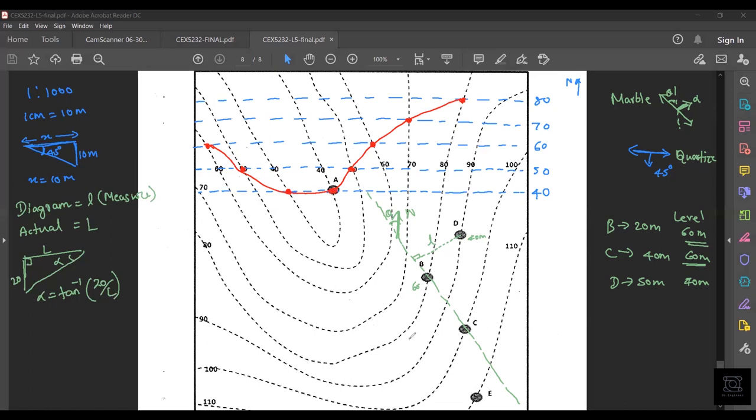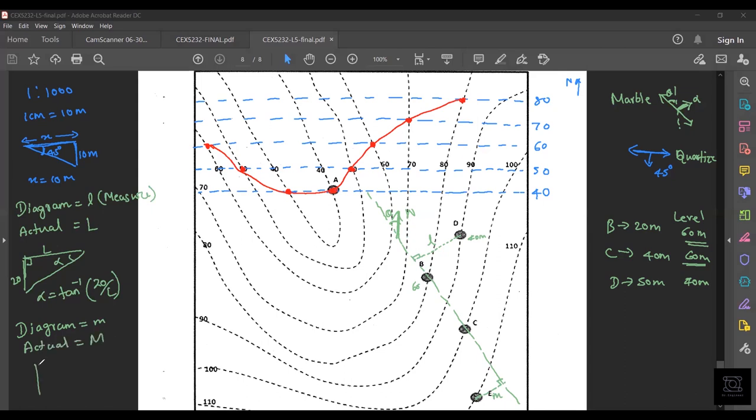And finally, they are asking us to find the borehole location at E and the depth of the marble layer, that is, to what depth we have to excavate. So here we have to again draw the perpendicular line and measure this length, let's say M. Measured from the diagram, it is M. So the actual, let's say capital M.